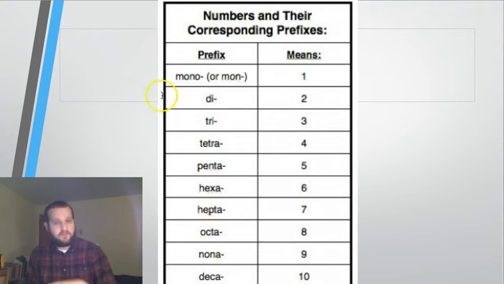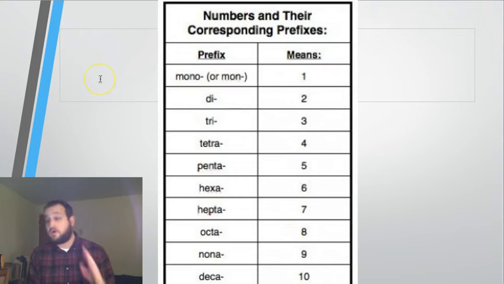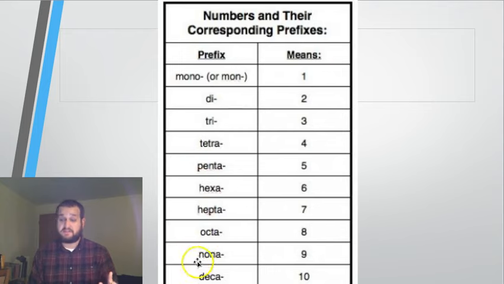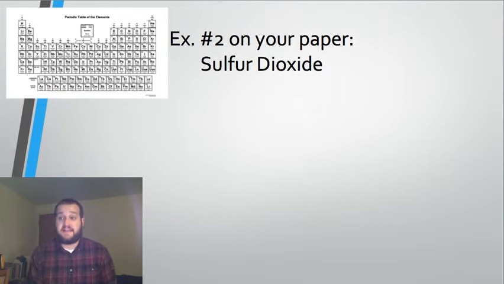For all of the other ones, we use these prefixes as well. Okay, you are going to need to know these prefixes. Commit them to memory. That'll make life a lot easier for you. So, since we're not using the stock system here, this is really, really easy. Sulfur dioxide literally means one sulfur, and di means two oxygens. Sulfur dioxide.